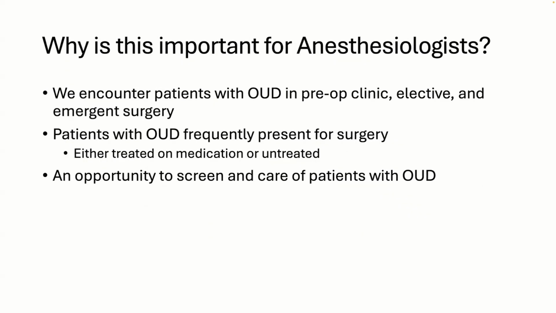So why is this important for anesthesiologists? Again, we encounter these patients quite frequently in the pre-op clinic, an elective slate, as well as on call. And pretty much every setting that we practice, it's possible for us to encounter these patients. Patients with opioid use disorder can either present to us on stable medical treatment, whether they're on methadone, buprenorphine, or naltrexone, while others can present untreated or even actively using. So each of these scenarios carries a different risk and requires a slightly different perioperative approach.